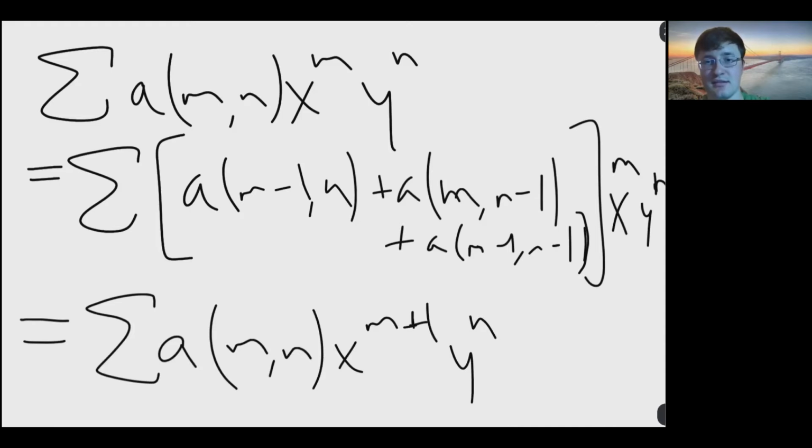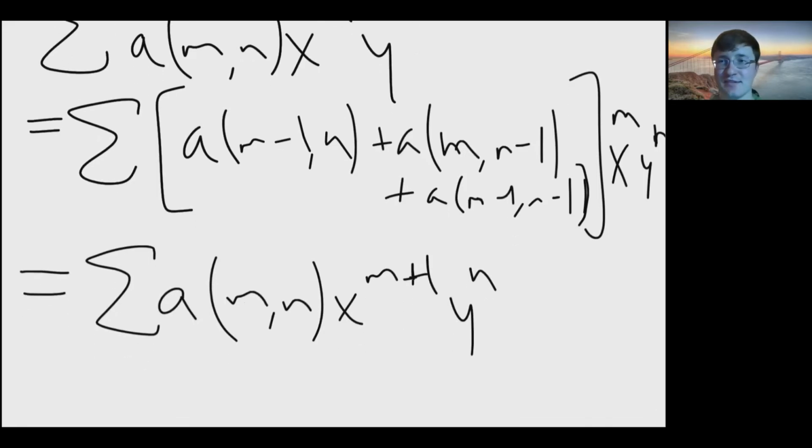Okay. And well, I do have to be a little careful about the lower bounds on m and n. Well, n is the same, it's still any non-negative number. And for m equals 0 up here, I don't get anything meaningful. I just get a 0 essentially for a of minus 1 n. So I can really start m at 1, which corresponds to starting m at 0 in this new sum. So it's actually the same range as before.